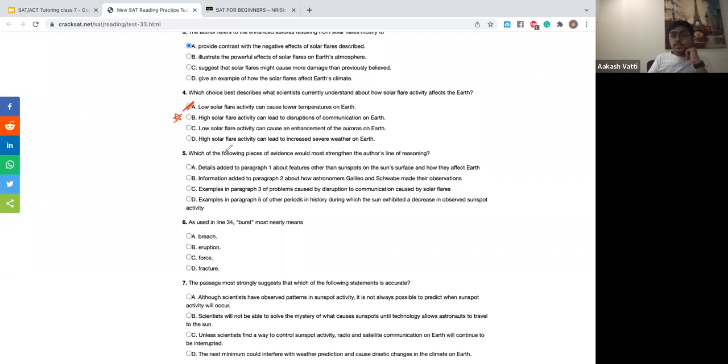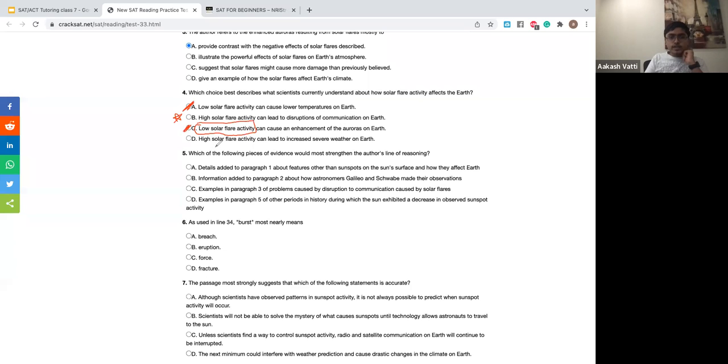C, low solar flare activity can cause an enhancement of the auroras on Earth. Nowhere does it say it has to be low solar flare activity. If anything, it should be the high solar flare activity that would cause an enhancement of the auroras. So C can't be the answer either.